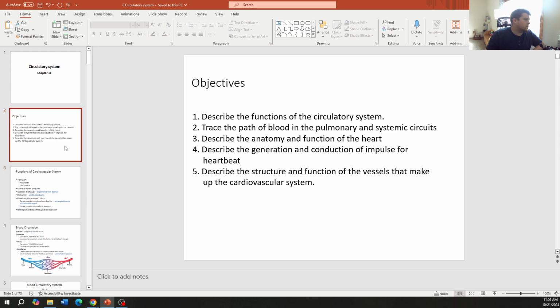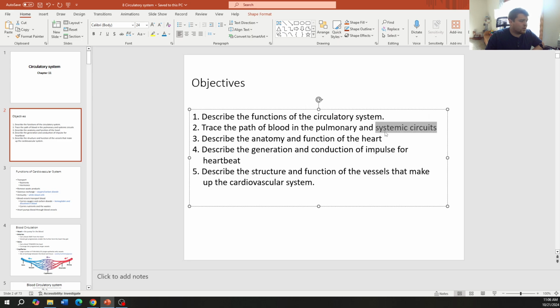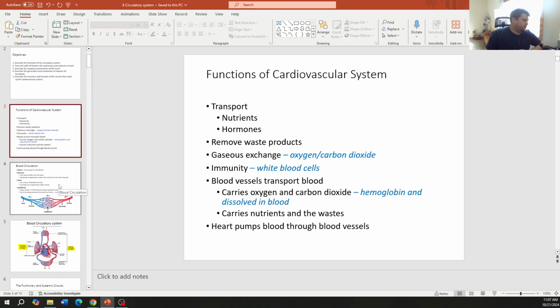Talking about this circulatory system, we're going to talk about the main functions. We're going to talk about some of the circuits, where the blood goes, a lot about the heart, more about the heart, how the heart is actually beating and how it does that, as well as some of the specifics of the structural components of the vessels. So, overall functions, a lot of these we've already seen when we talked about blood in general, right?